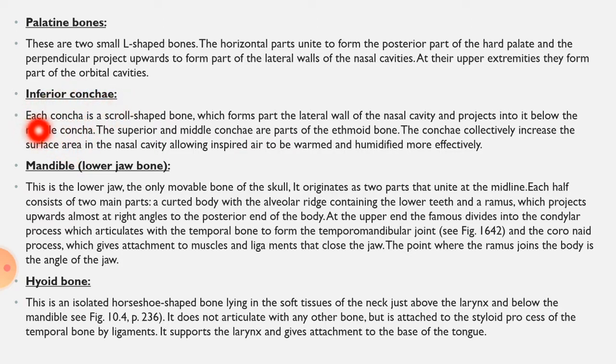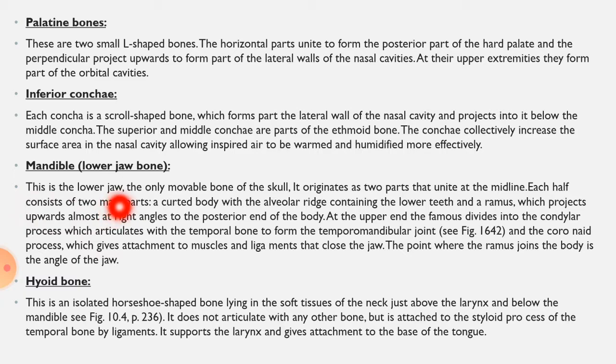Inferior concha. Each concha is a screw-shaped bone which forms part of the lateral wall of the nasal cavity and projects into it below the middle concha, which is a part of the ethmoid bone. The superior and middle conchas are parts of the ethmoid bone. The conchae collectively increase the surface area in the nasal cavity, allowing the inspired air to be warmed and humidified more effectively. Mandible, which is the lower jaw bone.